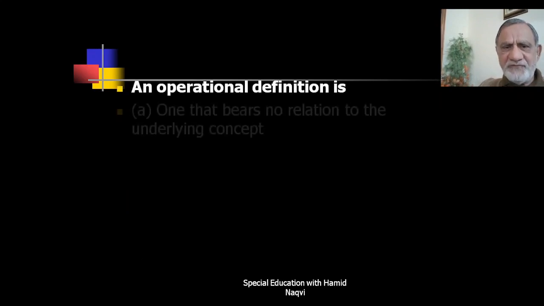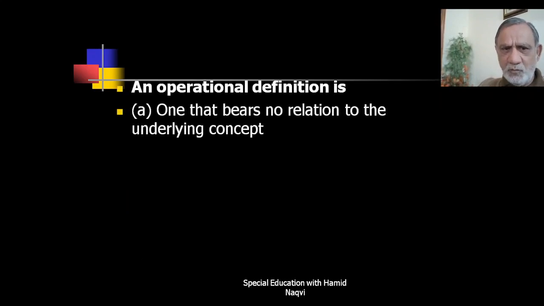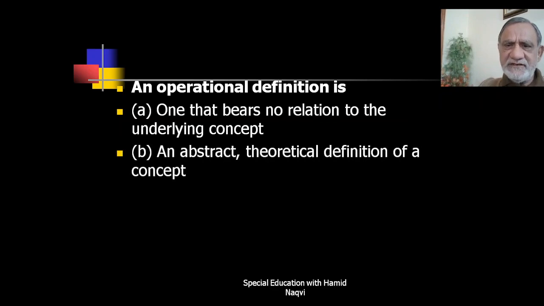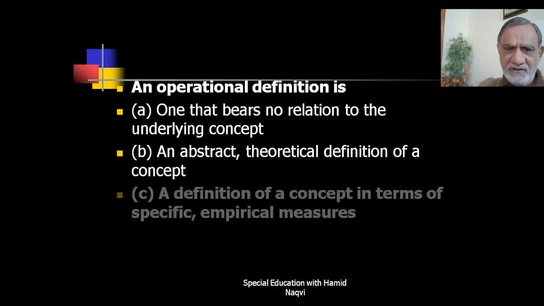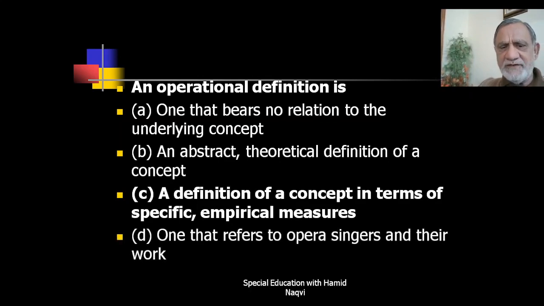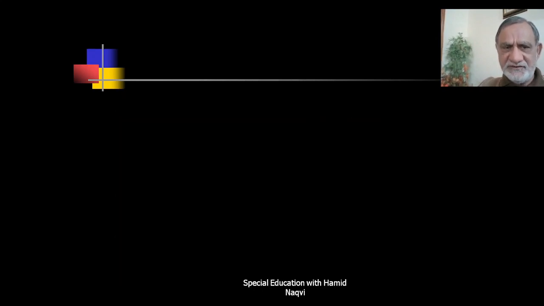An operational definition is one that bears no relation to the underlying concept, an abstract theoretical definition of a concept, a definition of a concept in terms of specific empirical measures, or one that refers to opera singers and their work. The correct answer is C, that is, a definition of a concept in terms of specific empirical measures.